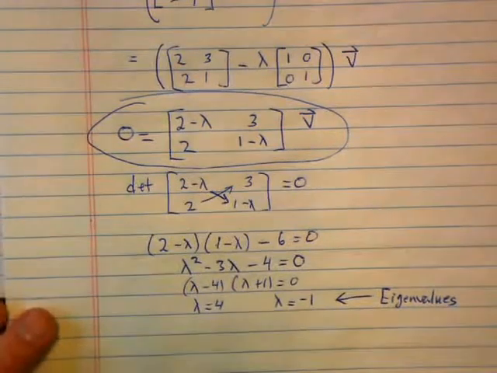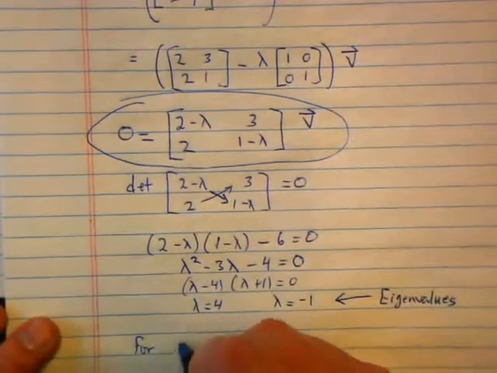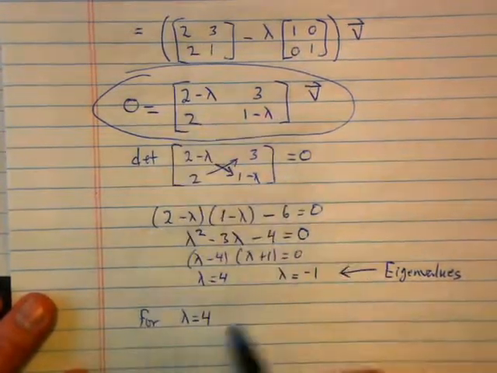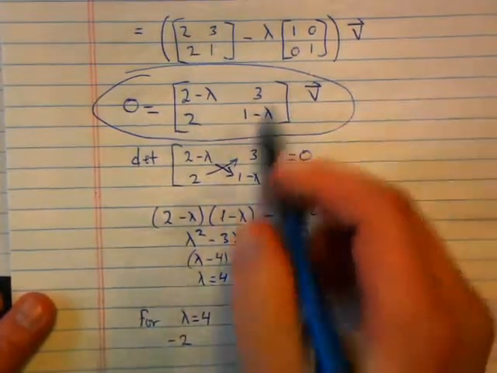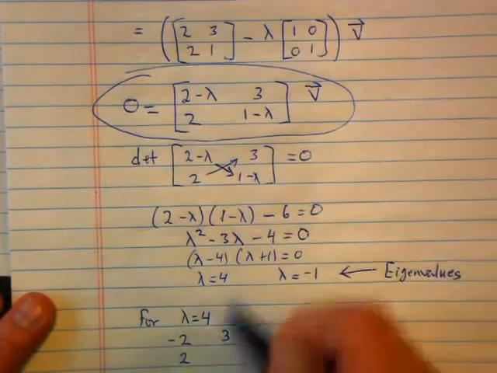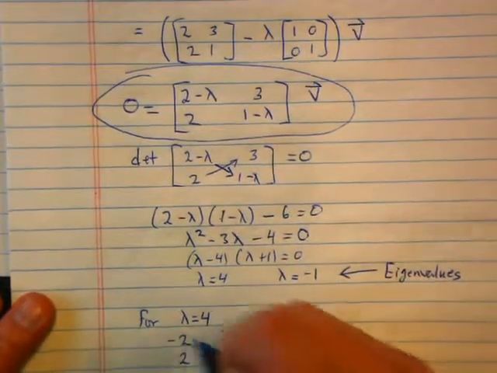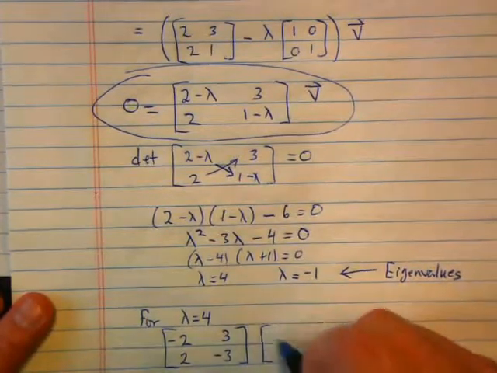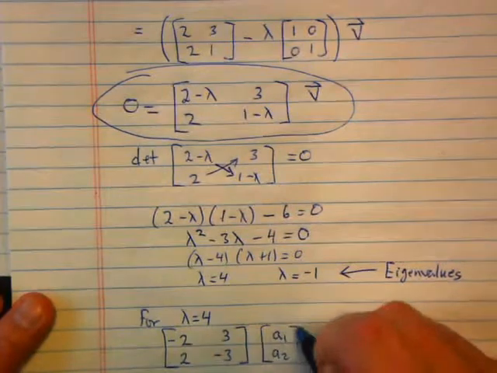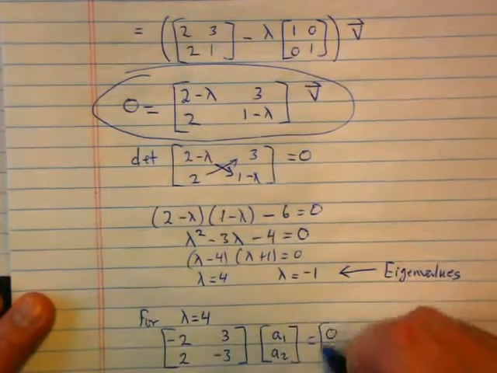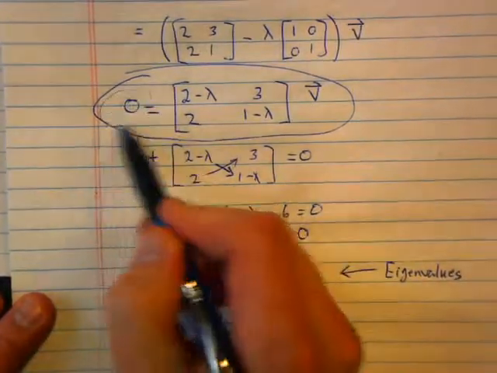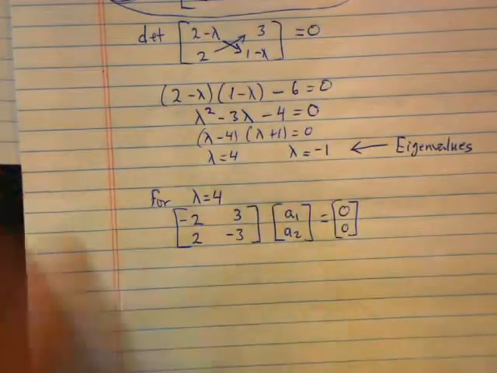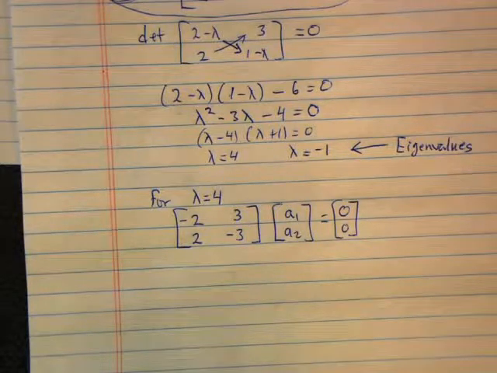Okay, so for lambda equals 4, we plug into this equation. 2 minus 4 is negative 2, 3, 2, and negative 3. And that has to be some vector v. I'm just going to call this one a1, a2. It has to equal 0, because this is equal to 0 over here. So that gives us a system of equations: 2 equations, 2 variables.